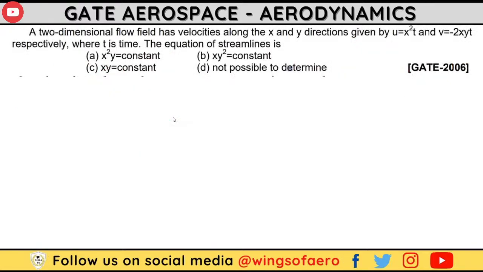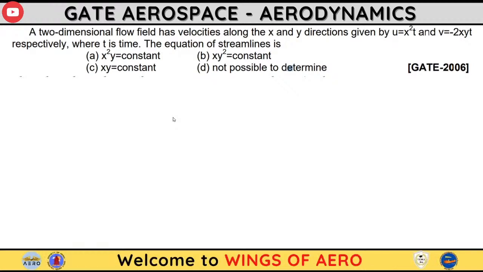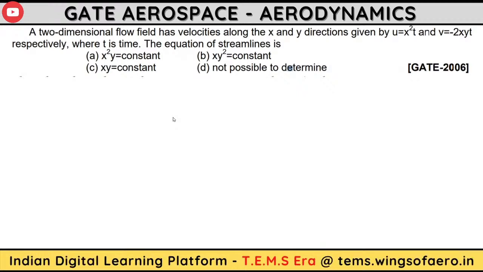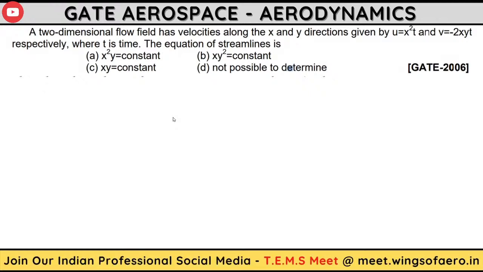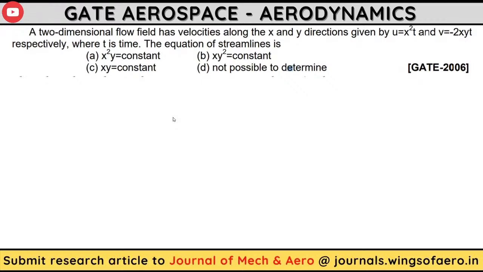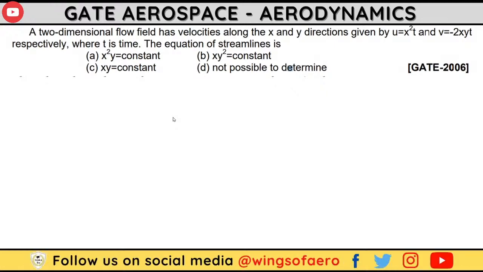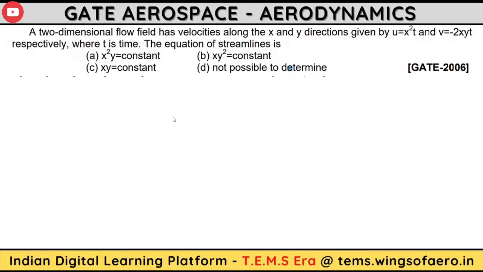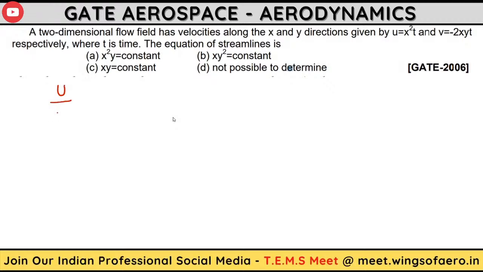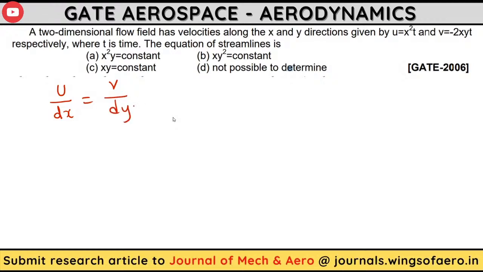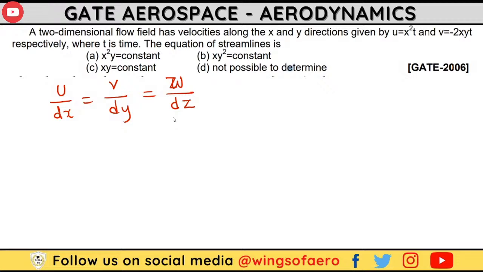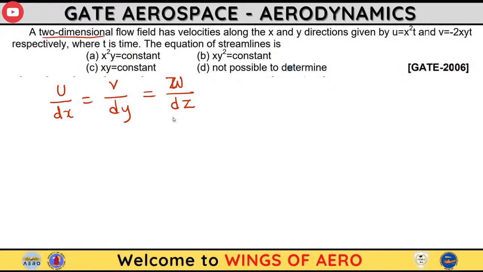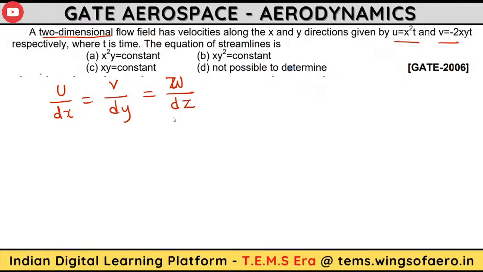Now let's solve this problem. What is the problem? A two-dimensional flow field has velocities along the x and y directions given by u equals x squared t and v equals minus 2xyt respectively, where t is time. Now the equation of stream function is, from here you have to use the equation of stream function. Let me tell you what it is. Very simple equation. In three dimensions, dx by u equals dy by v equals dz by w. Okay, this is the stream function equation. Now here, as they have said two-dimensional, they have given only u and v, so you can take this equation.